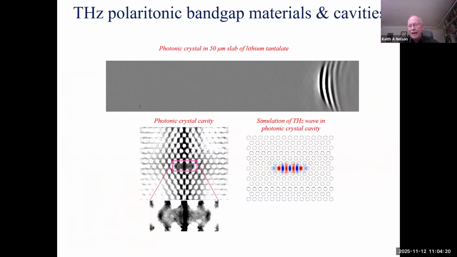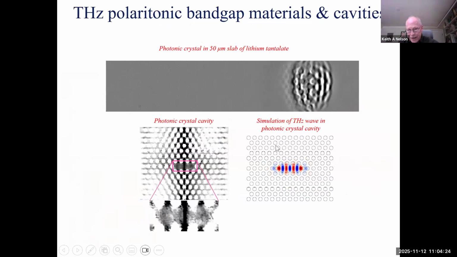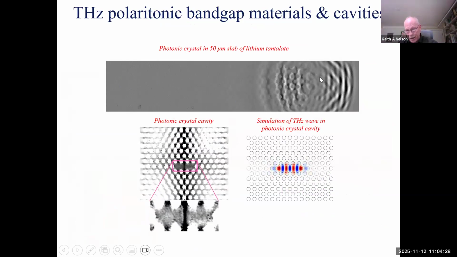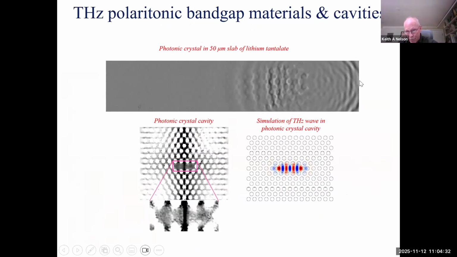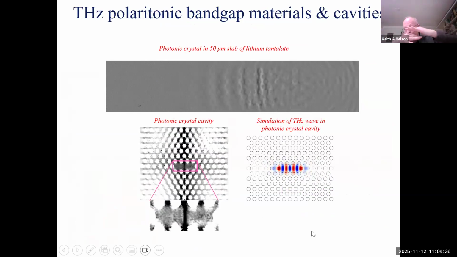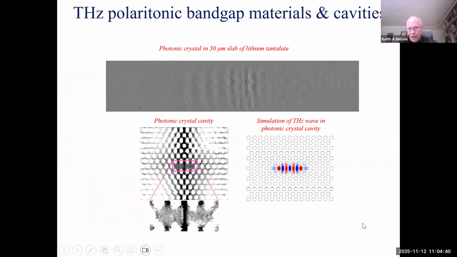We also made photonic band gap cavities. What we did is just laser machine a bunch of holes right through. This is just lithium niobate, and you can see it's acting as a photonic band gap structure, reflecting some frequency components and transmitting others. But we did this for the hybrid waveguide too. We machined all the way through, and then we didn't make holes in one spot, so that there's basically a defect cavity in the structure.